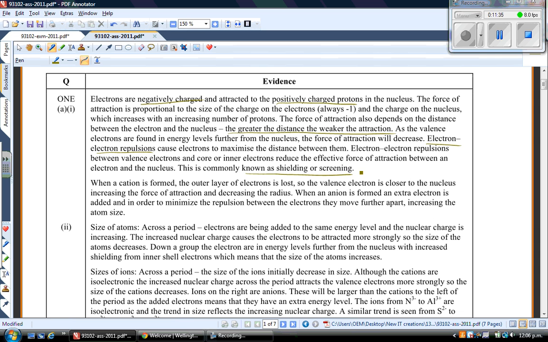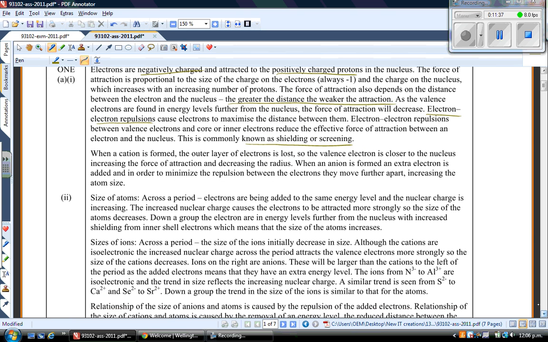So we mentioned that. Scroll on down. When a cation is formed, the outer layer of electrons is lost, so the valence electron is closer to the nucleus, increasing the force of attraction and decreasing the radius. We covered that. And you want to use an example from the table just to substantiate or back up your answer. When an anion is formed, an extra electron is added, and in order to minimize the repulsion between the electrons, they move further apart, increasing the atom size.